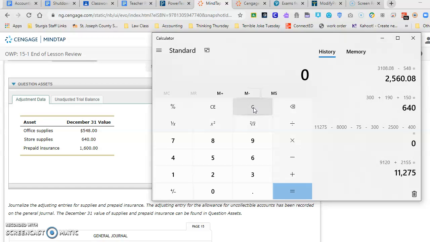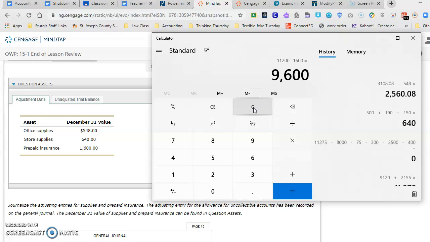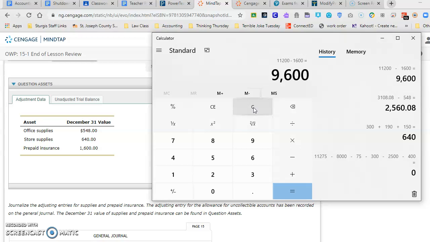Okay, I'm going to calculate the other two here while I'm here. Store supplies, my balance in my account, which we looked up, no, this is not right. I'm going to have to look that one up again, but first, prepaid insurance: I have 11,200 written down, minus 1,600 that we have left, so we've used 9,600, which is our adjustment.